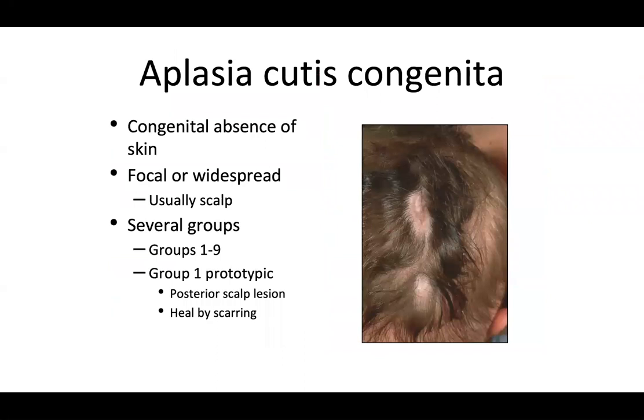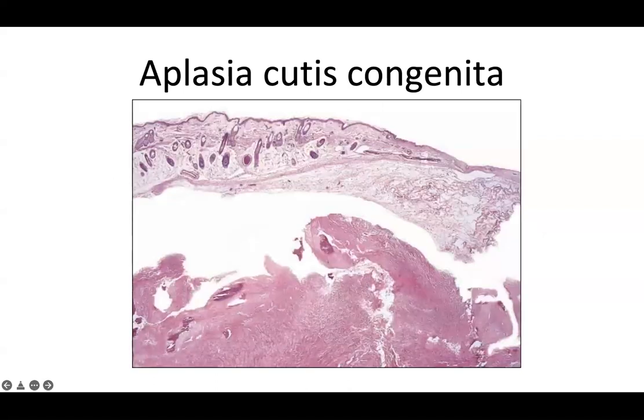And lastly, aplasia cutis congenita, just as it sounds, you have decreased or absent development of the skin, a congenital absence of skin in certain areas. We often see it on the scalp. It could be focal or widespread, and affects several different groups. In fact, there are many different ways this can present, but the prototype presentation is going to be a posterior scalp lesion, and it heals by scarring. The purpose of this presentation is not to go through all the different ways it can present, but really just to show you the histopathology.